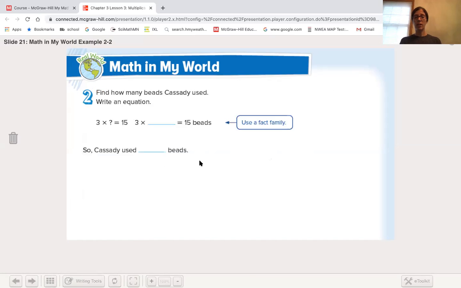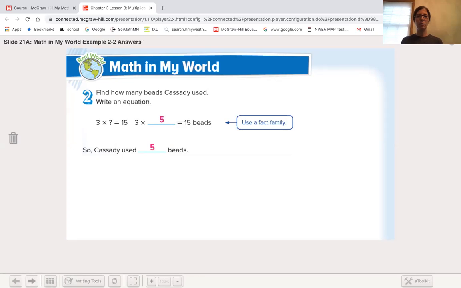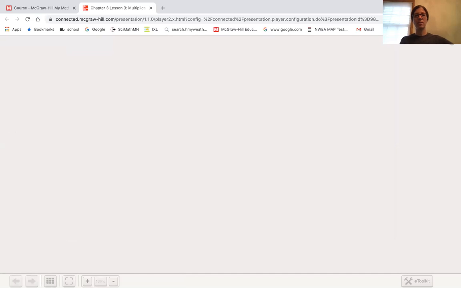So you can also think 3 times as much. This is what I just wrote, right here. So Cassidy used 5 beans because it told us that Suki used 3 times as much. And 3 times as much, 15 is 3 times 5. It's kind of hard to think through, but it makes sense when you break it down.